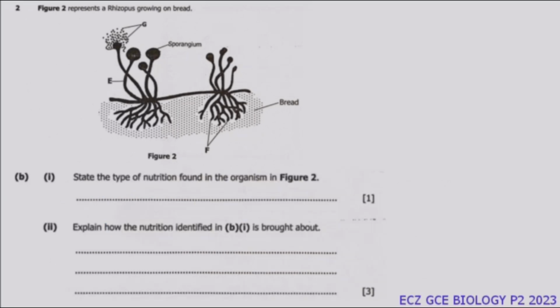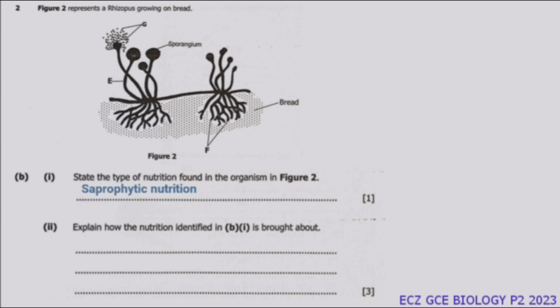To question 2b, now we have got question 2b1 here, which is as follows. State the type of nutrition found in the organism in figure 2. So the type of nutrition found in the organism in figure 2 is saprophytic nutrition. Okay, that is the type of nutrition that is found in the organism in figure 2.